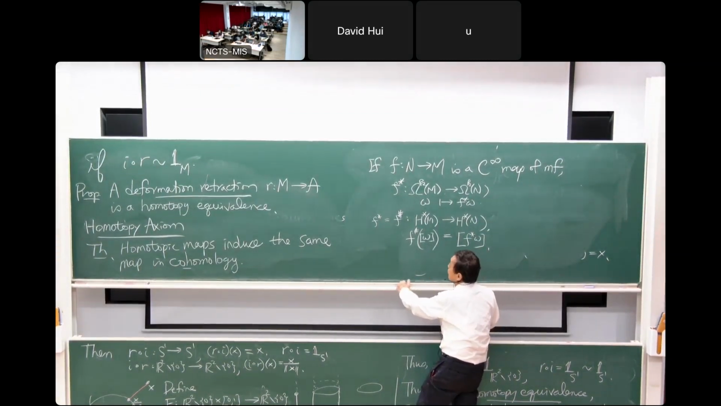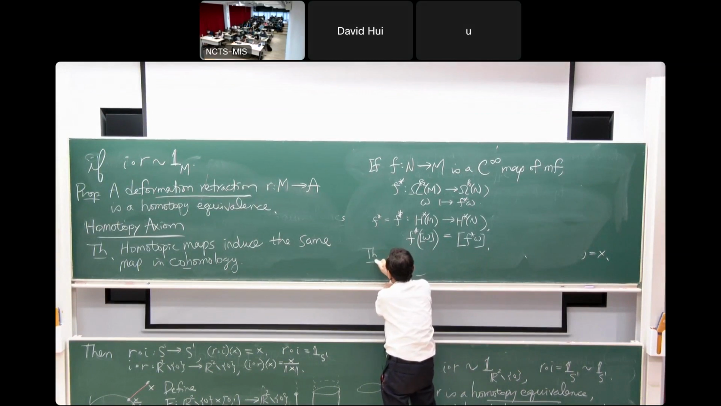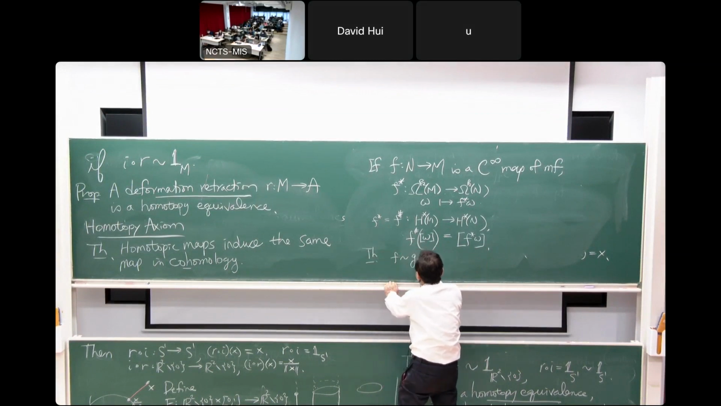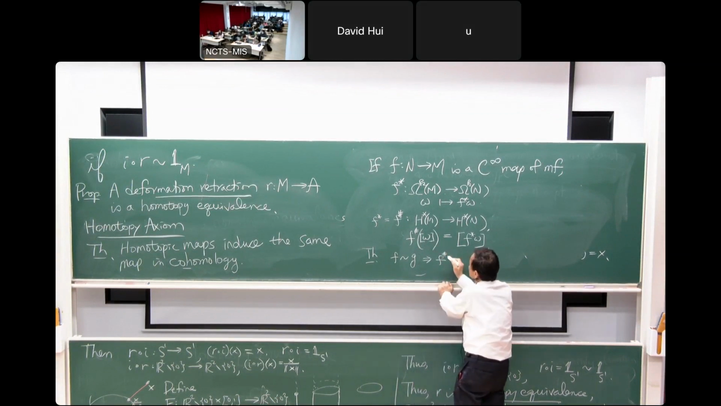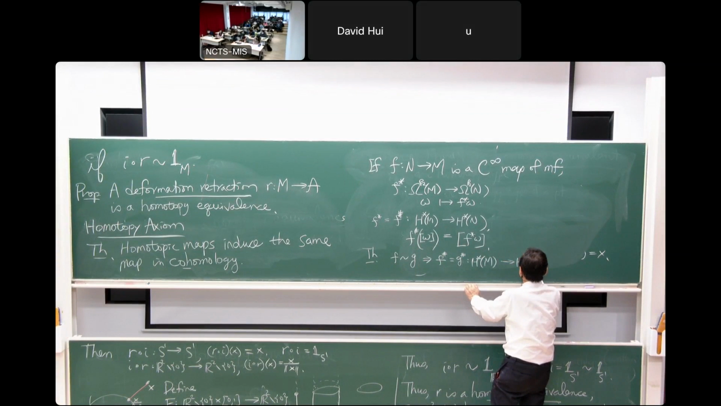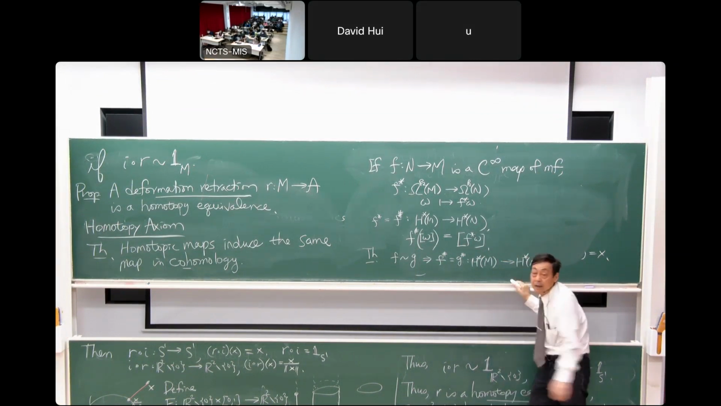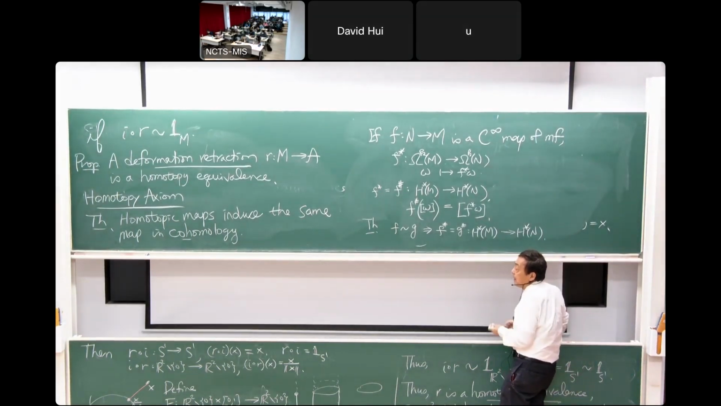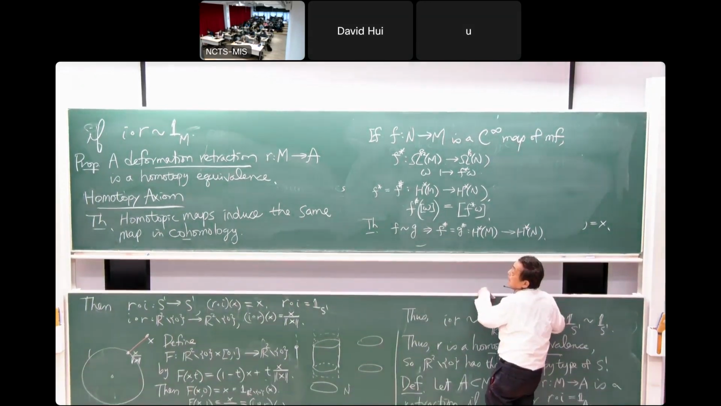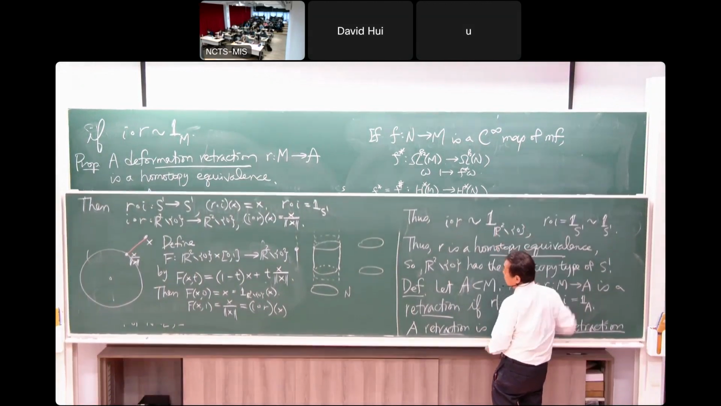And so what the theorem says is that if F is homotopic to G, then F hatch is equal to G hatch, right? From the cohomology of M to the cohomology of N. That's the homotopy axiom, and we'll prove it next time. We'll just apply it this time. Let's see what the consequences are.